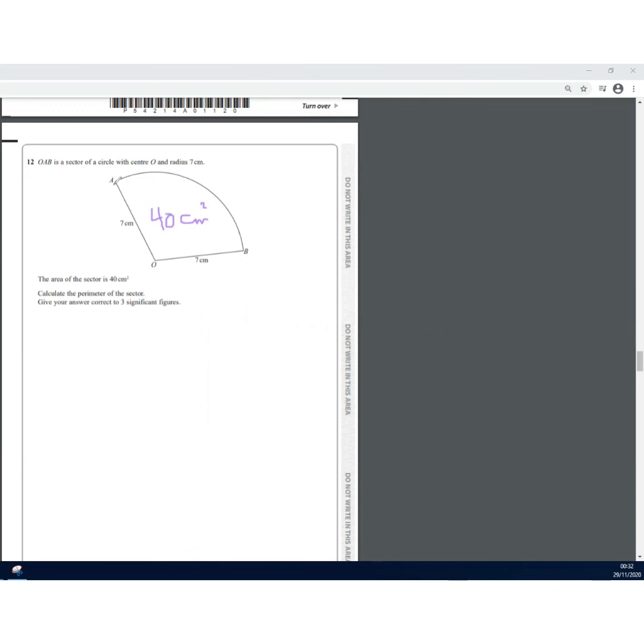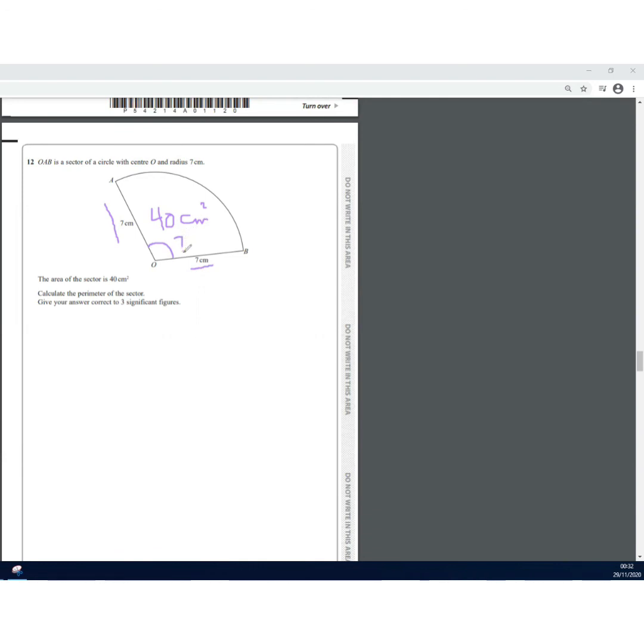Perimeter means the sum of all the outer sides of the shape. So we're good with the radii, which means this side and this side length is already known. That is 7 centimeters each. Whereas we don't currently know the arc length. To find the arc length, we first need to find this angle, and hence why they've given us the area of this sector, which will help us find this angle first.